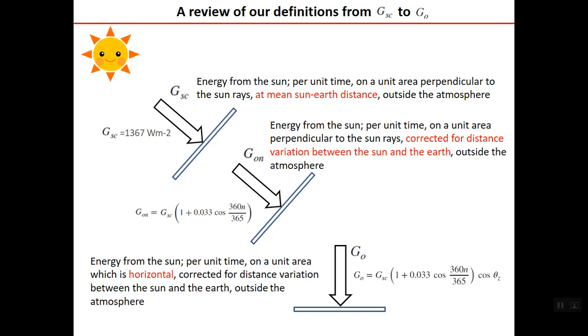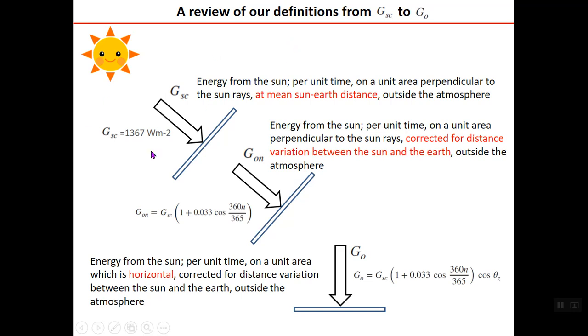Let's have a short review of what we said. First, we said that we have a constant named the solar constant, which is energy from the sun per unit time on a unit area perpendicular to the sun rays at mean sun-earth distance outside the atmosphere.